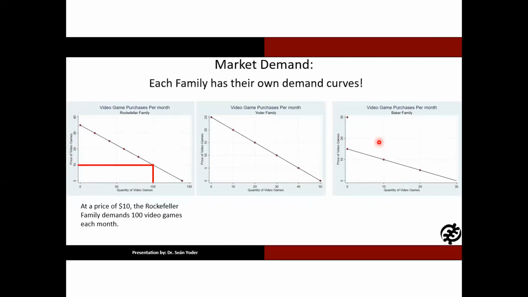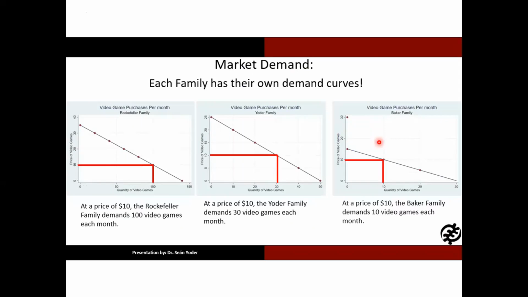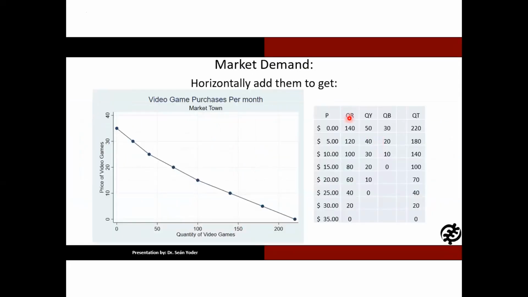Likewise, at a price of $10, the Rockefeller family demands 100 video games a month. At $10, the Yoder family demands 30 video games a month. And at a price of $10, the Baker family demands 10 video games each month. So I just put in here the different prices, the Rockefellers, the Yoders, and the Bakers, and the different quantity demanded at the different prices for each of the families.